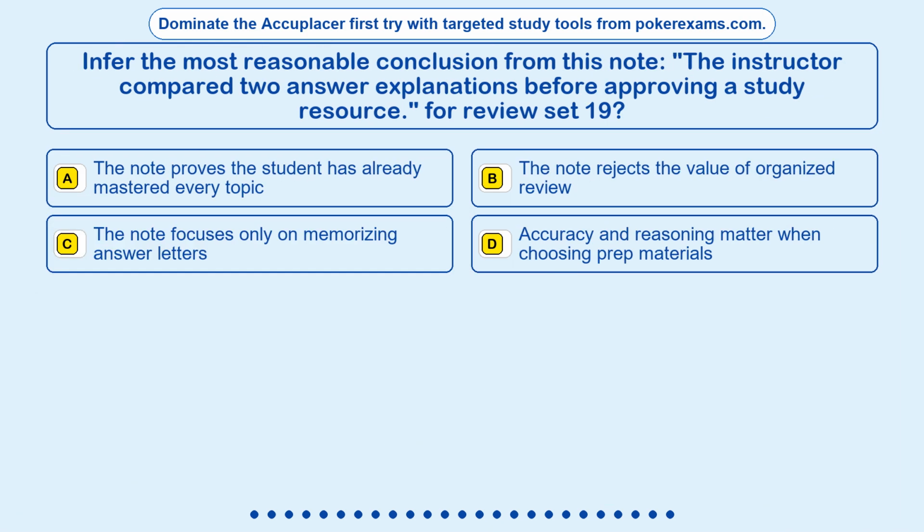Question 14. Infer the most reasonable conclusion from this note. The instructor compared two answer explanations before approving a study resource. For review set 19. Option A. The note proves the student has already mastered every topic. Option B. The note rejects the value of organized review. Option C. The note focuses only on memorizing answer letters. Option D. Accuracy and reasoning matter when choosing prep materials.